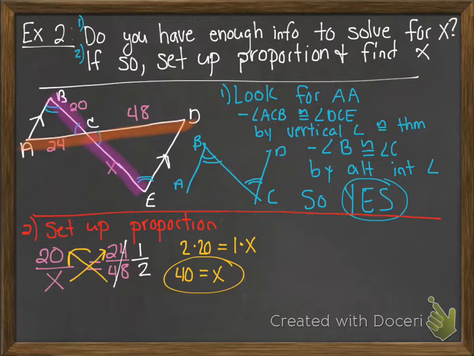So make sure you can do your scale factors, and make sure you know how to set up proportions. The only difference between today and Tuesday is that today I'm not told my triangles are similar. I got to justify to myself that they are. Once that happens, look for your corresponding sides, set up a proportion, and then plug and chug. Just cross multiply and solve for your variable.